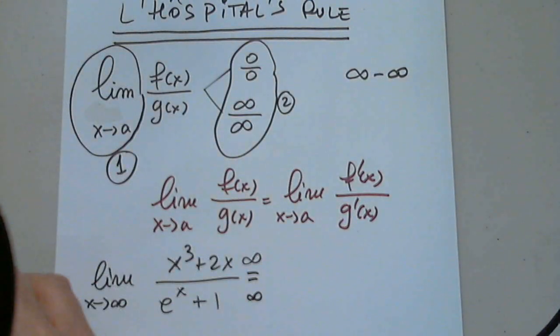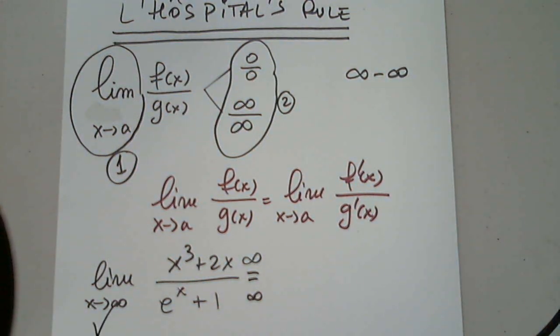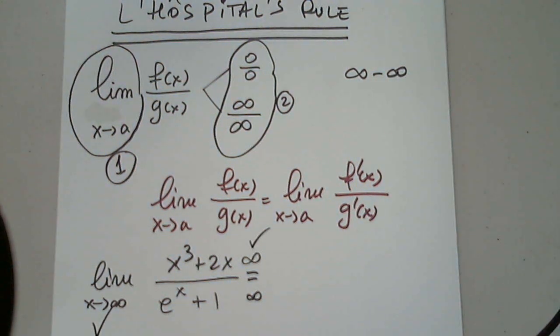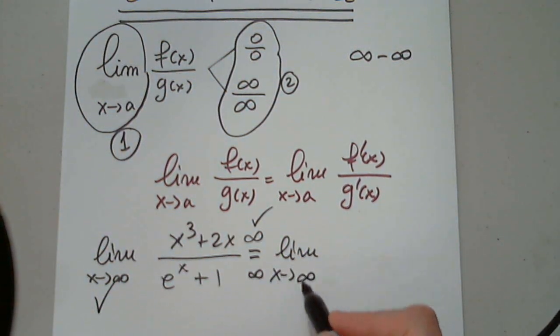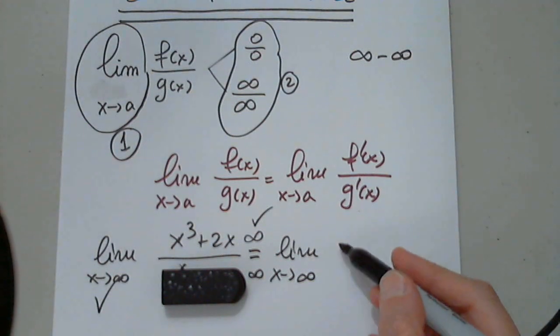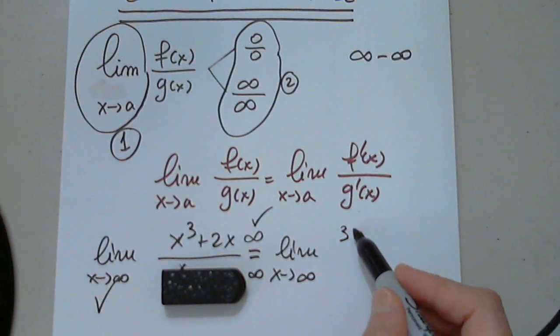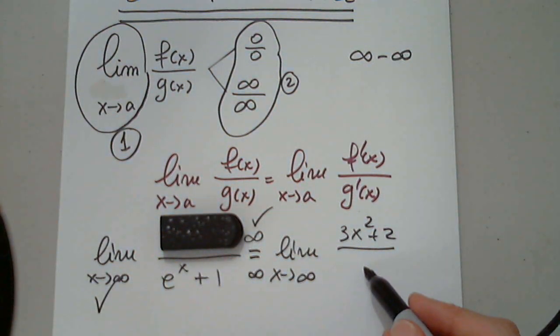Yes. So we say the following. I can apply L'Hopital's rule because I have a limit, and the initial indeterminate case is one or the other. Therefore, I will proceed to write this. What is the derivative of the numerator? 3x squared plus 2. What is the derivative of the denominator? e to the x. Awesome.